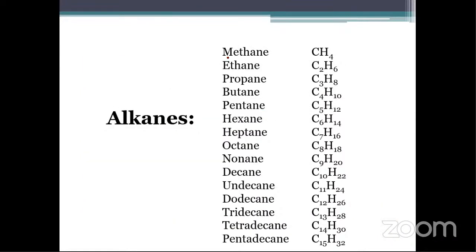So as you know, the names methane, ethane, propane, butane, pentane, hexane, heptane, octane, nonane, decane. And then as you go to 11, it's undecane, dodecane, tridecane, tetradecane, pentadecane.